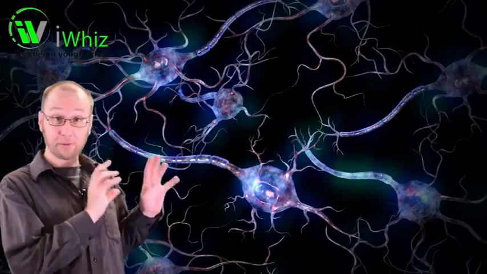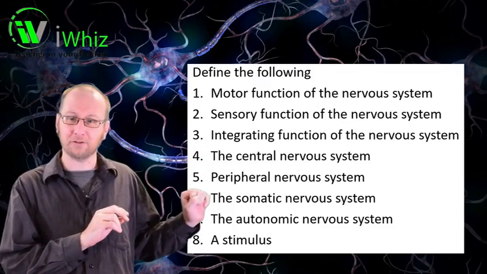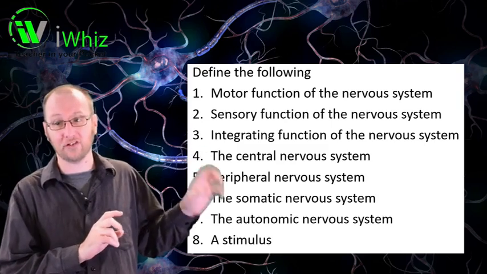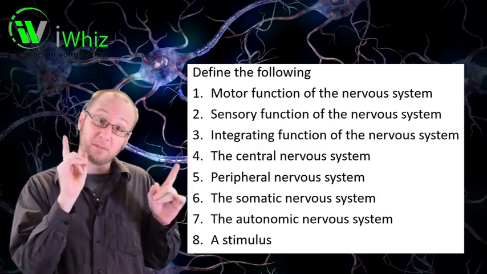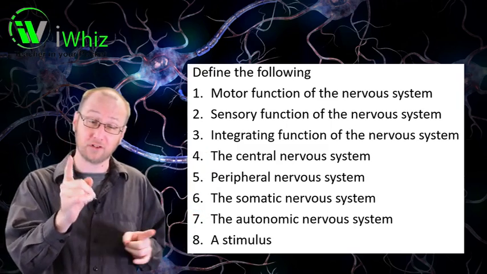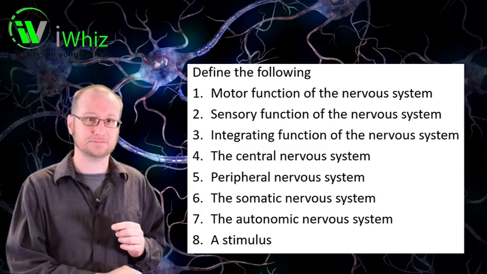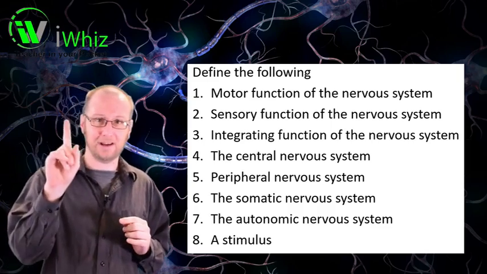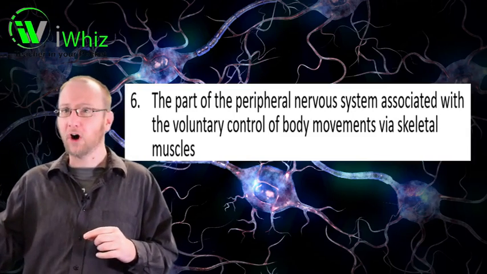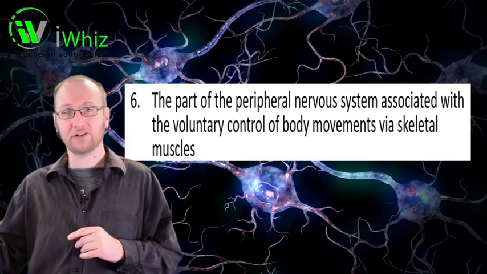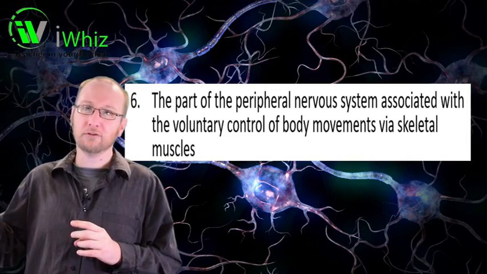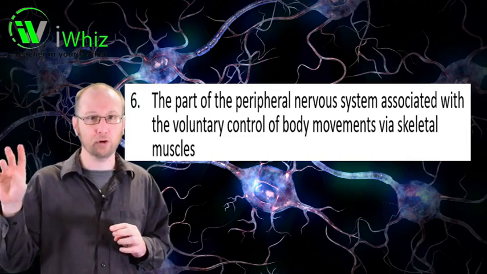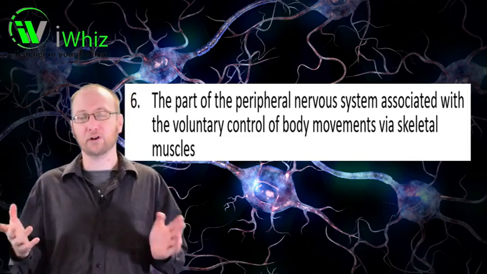Okay, so quite a bit so far. Let's have a look at number 6. Define the following: the somatic nervous system. I did just mention it, but let's see if you remember what the somatic nervous system is. Hopefully you said the somatic nervous system is the part of the peripheral nervous system that is responsible for controlling voluntary movements, for example, in the skeletal muscles.